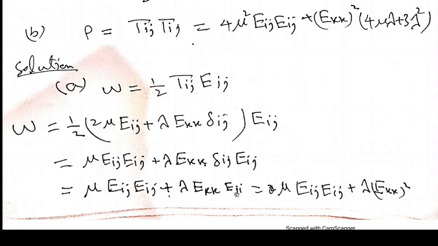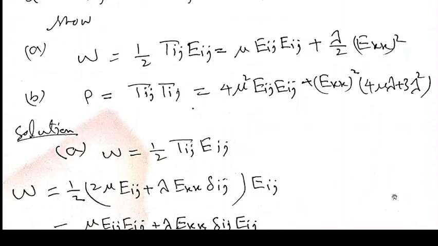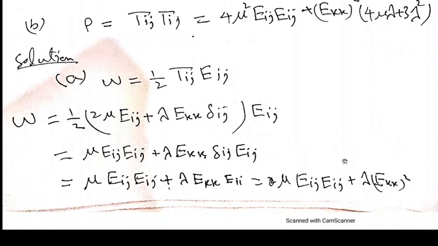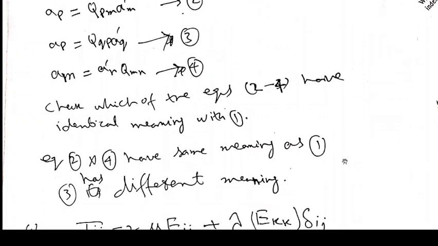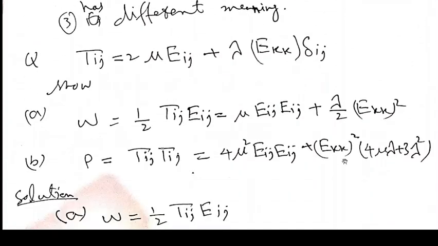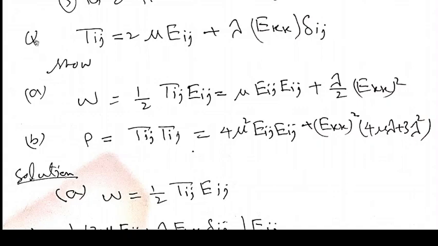Ekk and Eii: k is dummy and i is dummy. If you open this k, you will have E11 plus E22 plus E33, and if you open this i, you would have E11 plus E22 plus E33. So this is the square. You can write k or i. We have written k because in the question we have k. So this is the right side of part A of this question.